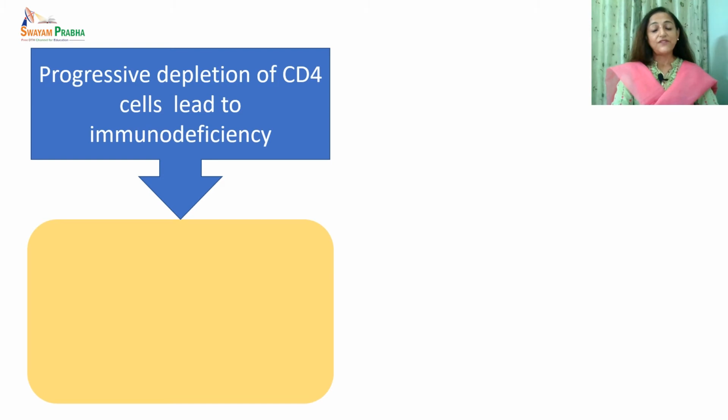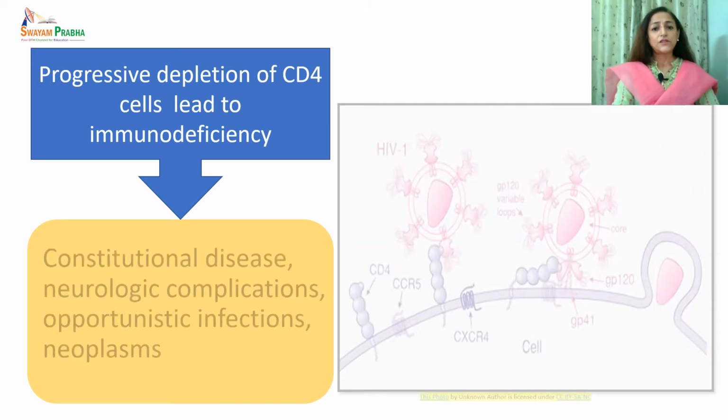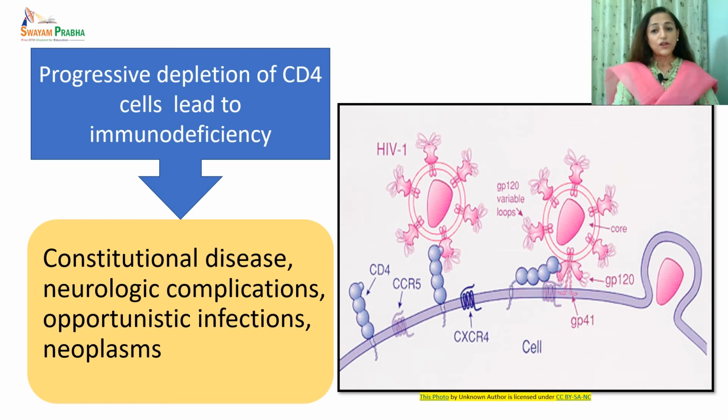So, progressive depletion of CD4 cells will lead to immunodeficiency. Ultimately, this disease involves the entire body and it will cause a lot of symptoms. There could be constitutional symptoms, neurological complications, opportunistic infections, and neoplasm. Neoplasm is a new or abnormal growth of tissue in a part of the body, especially one which is a characteristic of a cancer.